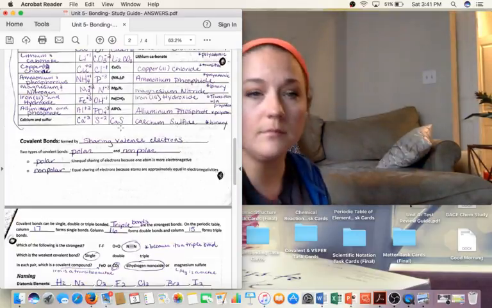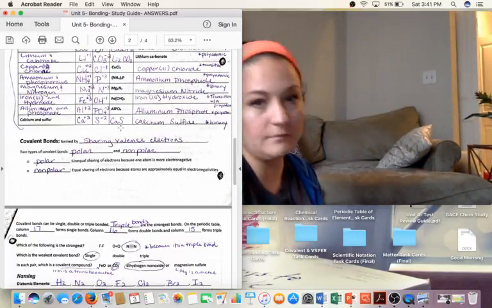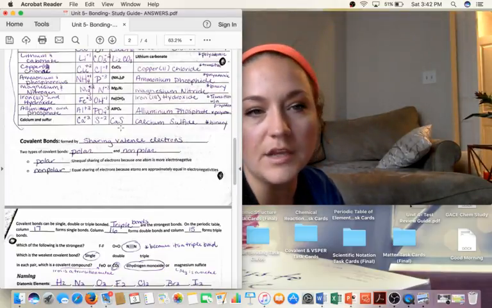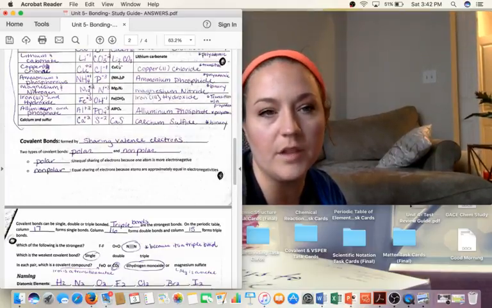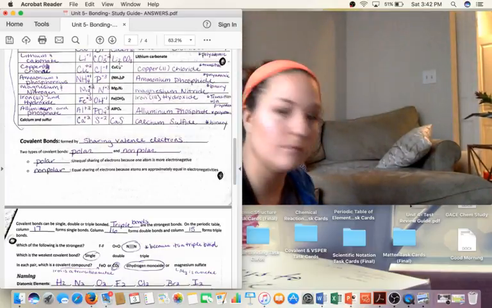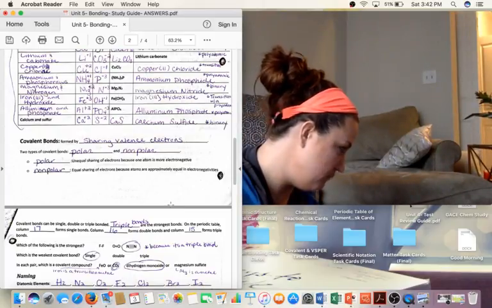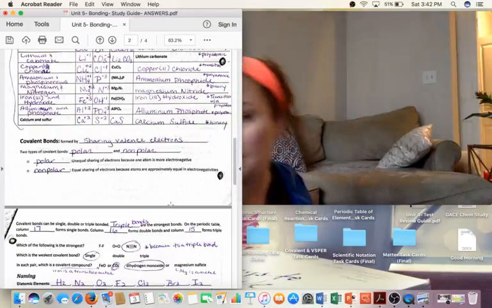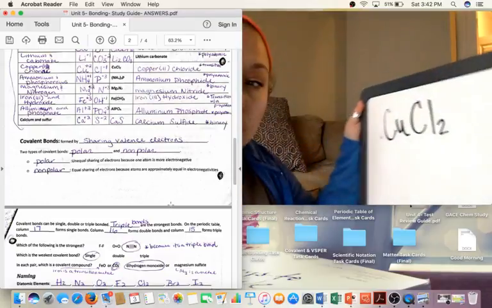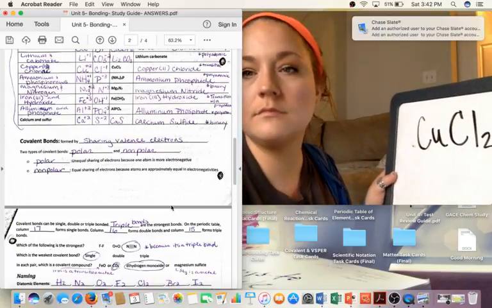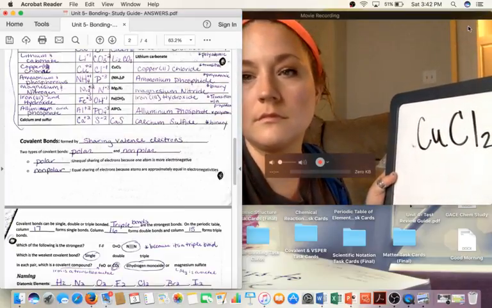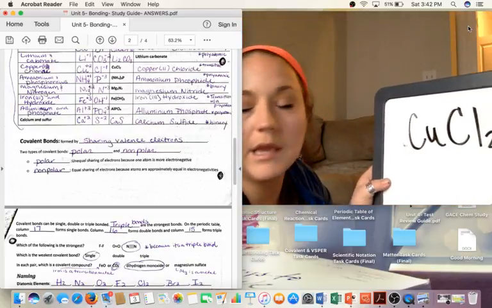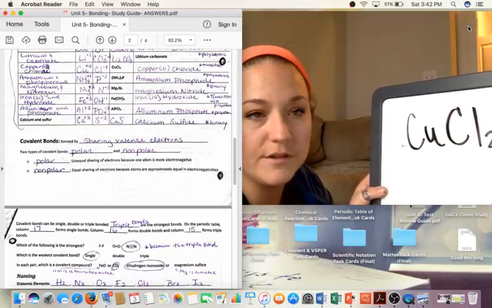All right, next one, we're going to speed things up a little. You're going to have copper. You start off with your formula. You have Cu, which is copper, and you have chlorine, which became a chloride. So just identify that copper and chlorine are involved, and you write that in the first blank.